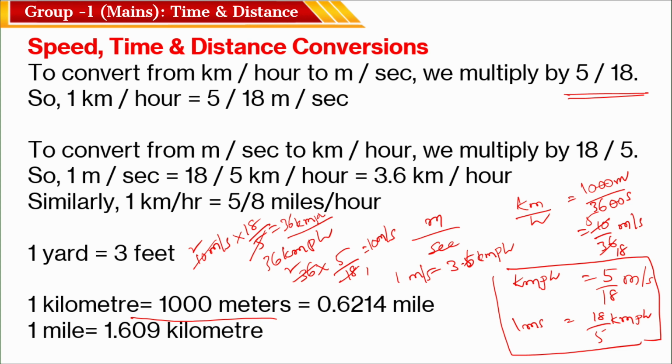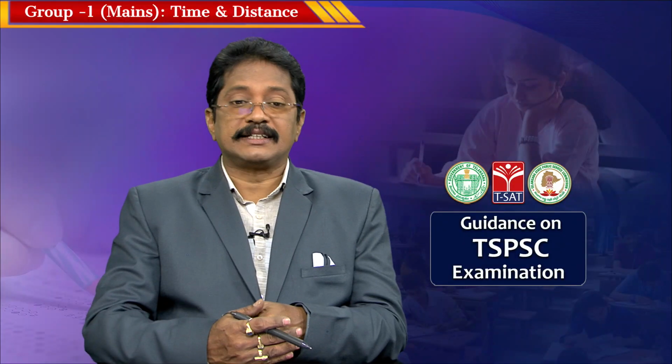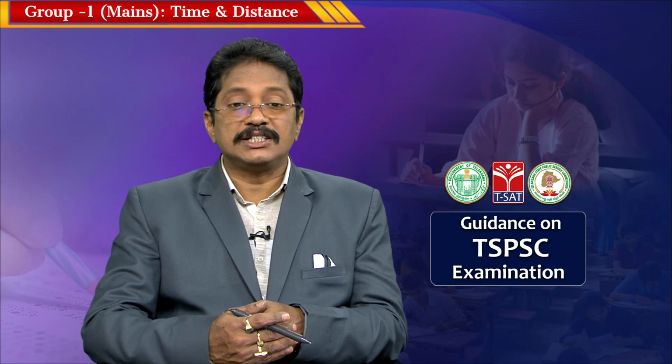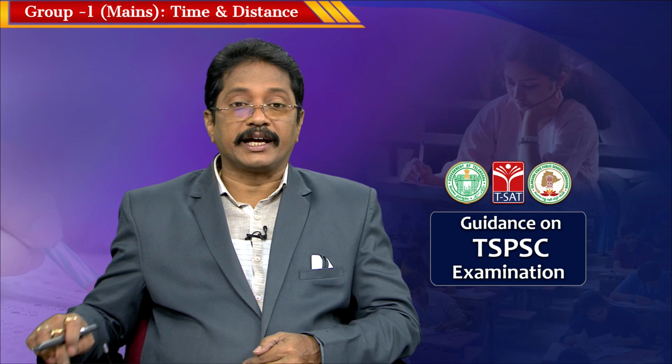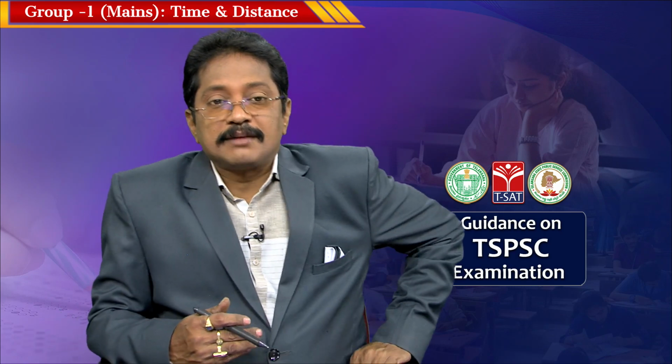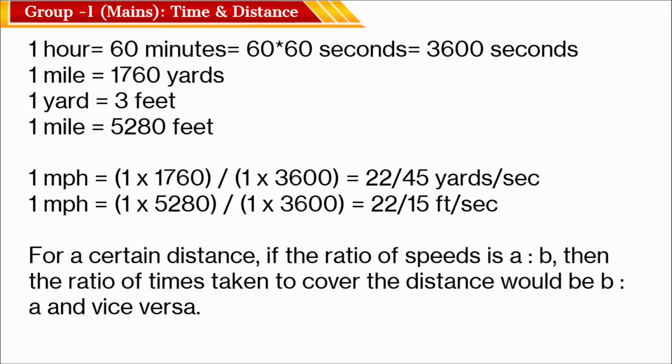1 yard is equal to 3 feet, as you know, 1 kilometer is equal to 1000 meters, or in terms of miles, 1 kilometer is 0.6214 miles, and 1 mile in terms of kilometer is 1.609 kilometers. Okay. Now, in terms of time: 1 hour is equal to 60 minutes, as you know, and each minute is 60 seconds. So, 60 times 60 is 3600 seconds.